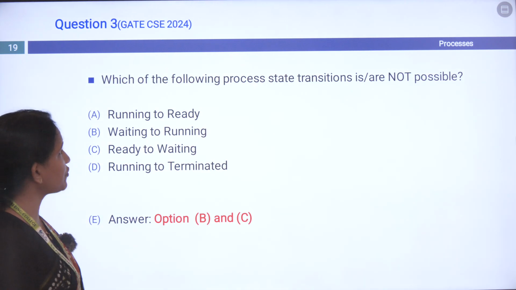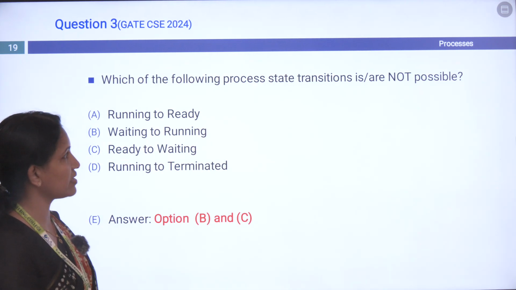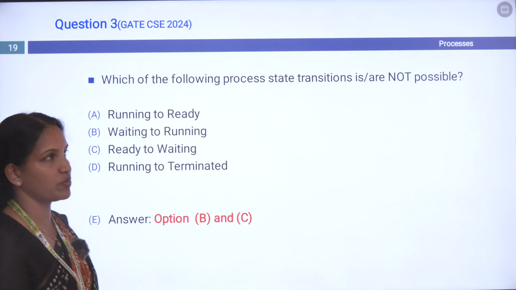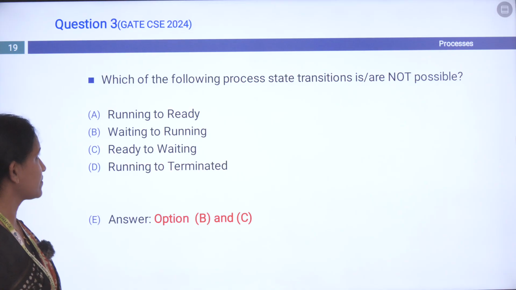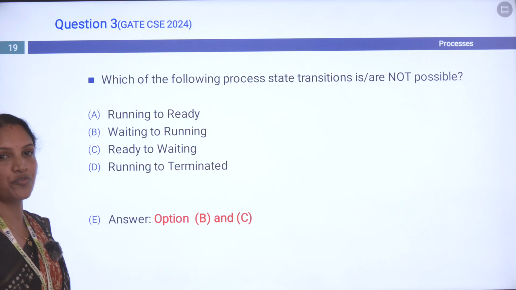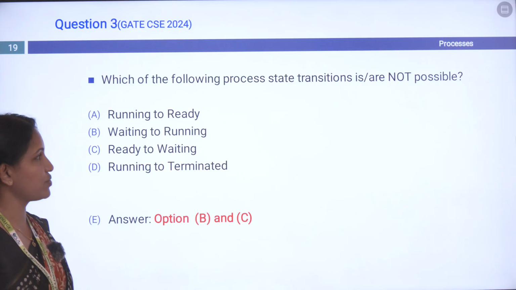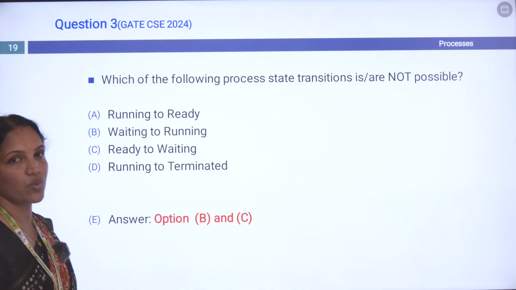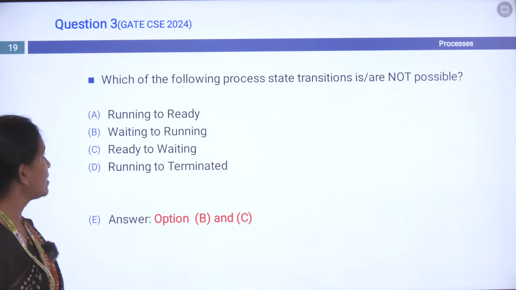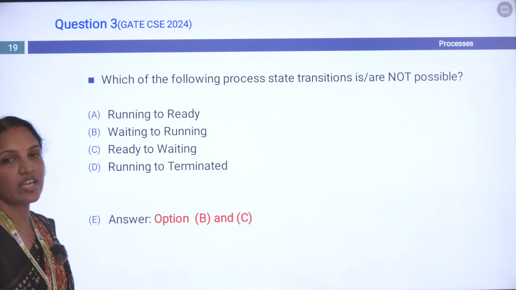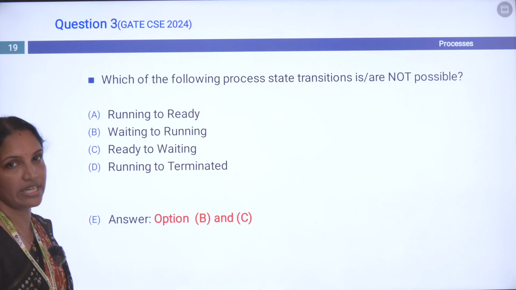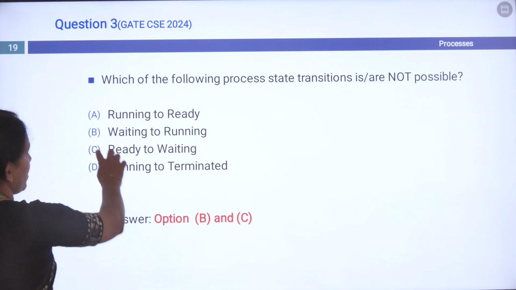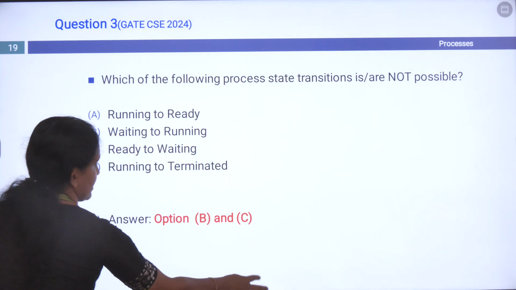Next question: which of the following process state transitions is or are not possible? Option A is running to ready state. A process can move from running to ready state, no issues. When an interrupt occurs, it can go to ready state. Then the second option, waiting to running state. From waiting, a process will never go to running state. From waiting, it should go to ready state. So one correct answer is option B.